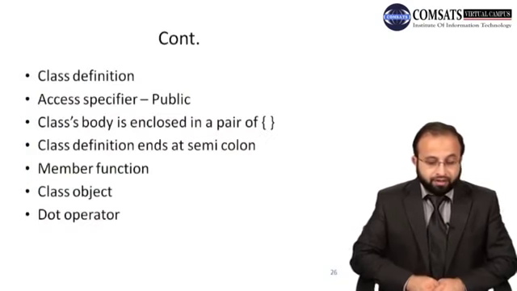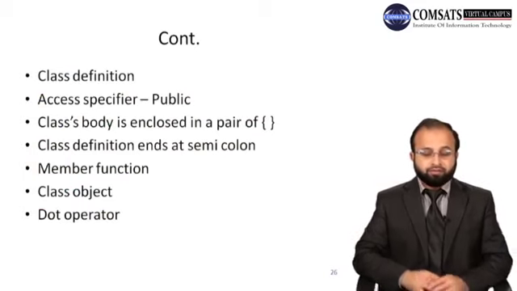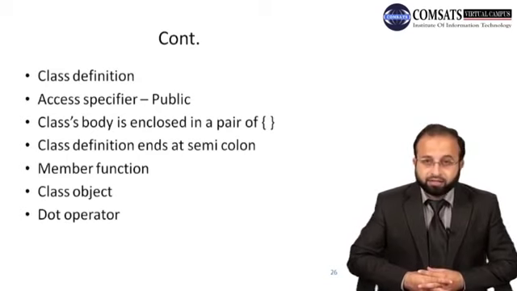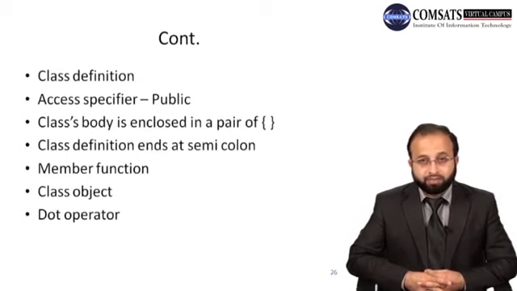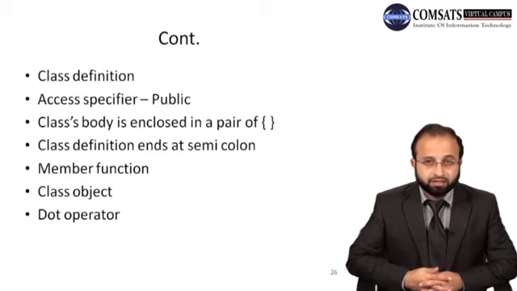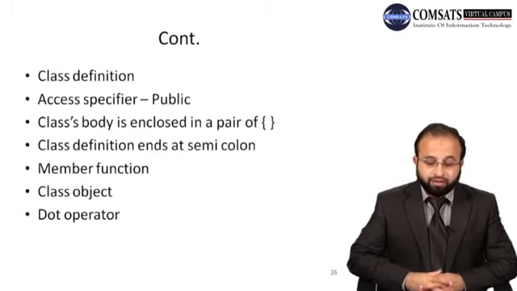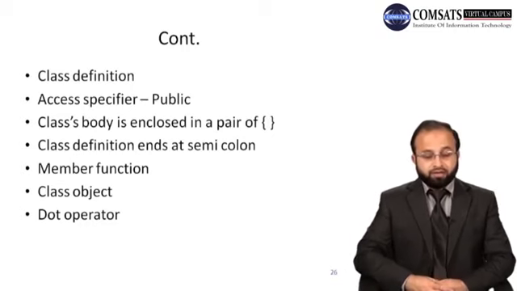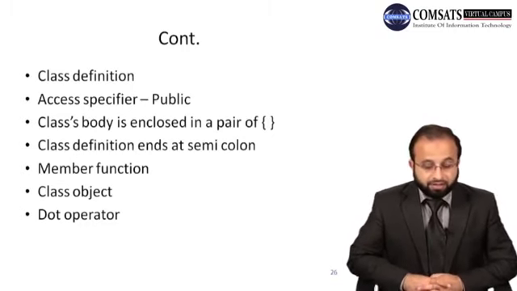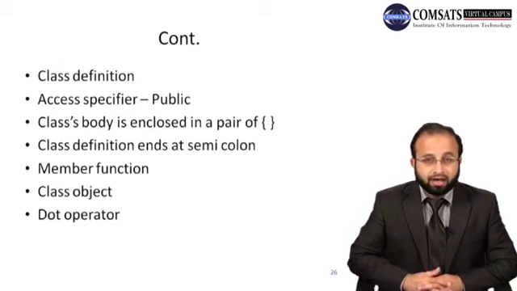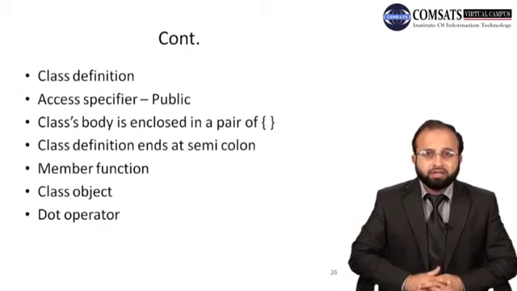Now we have seen here the class definition and the access specifier public. Why do we have the access specifier public? We have another access specifier that is private and another one that is protected. We will see what the difference between these access specifiers is, but right now the access specifier we have studied is public, and the public access specifier means that all those functions that are declared public inside the class definition are accessible outside the class using the object of the class.